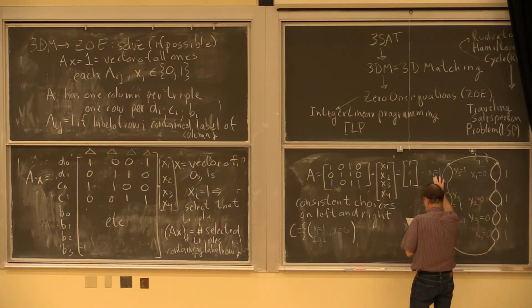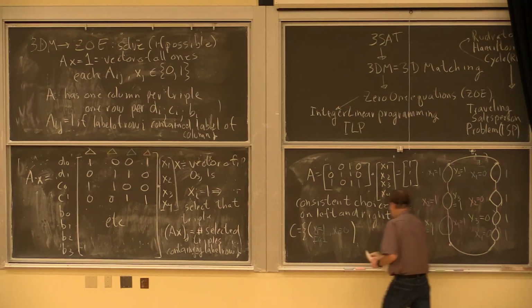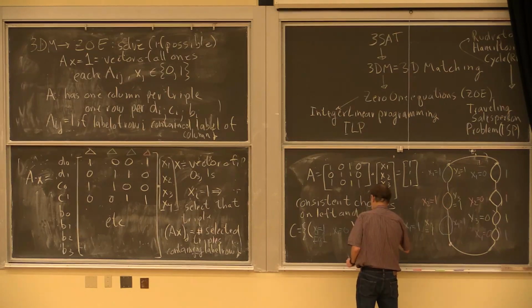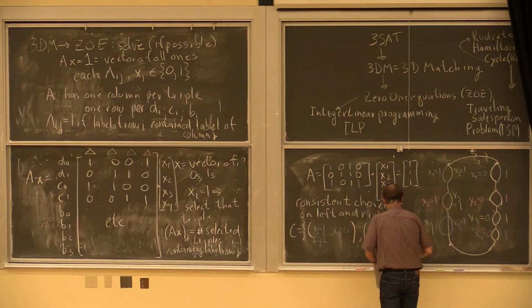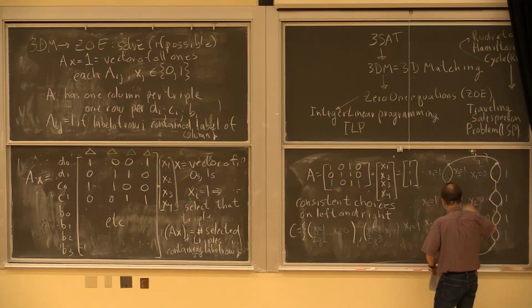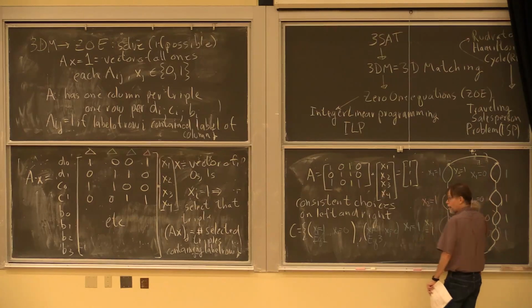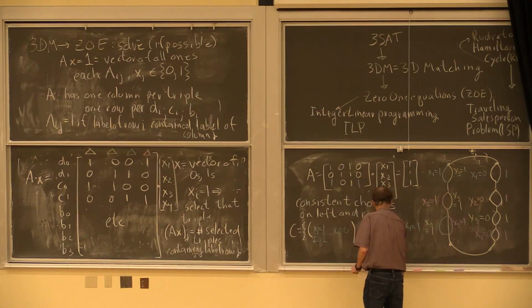x1 equals 1 in equation 3. It also appears here, right? So let me do that here. So x1 equals 1 in equation 3, or x1 equals 0. So if I pick x1 equals 0, I can't pick either of those edges. But I could pick either of those, and not that one. Okay, so let me just keep going.